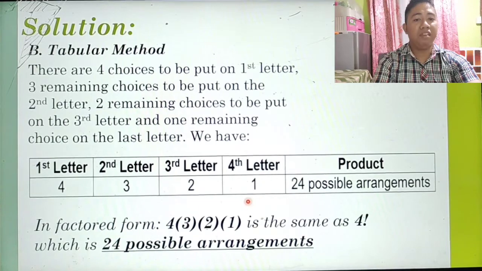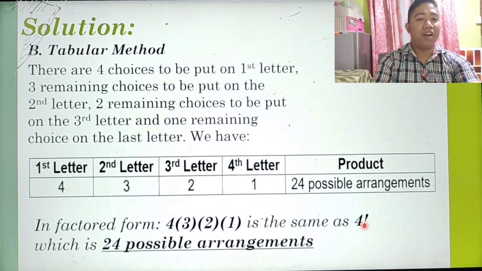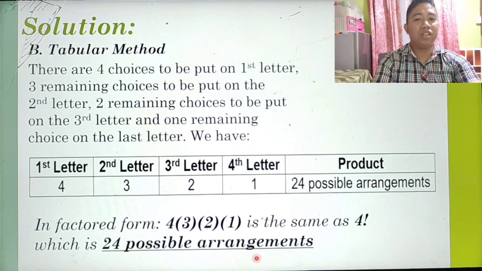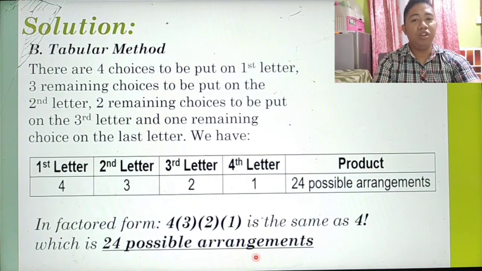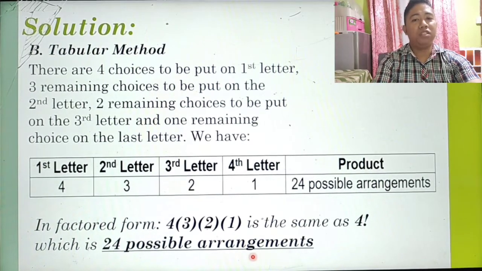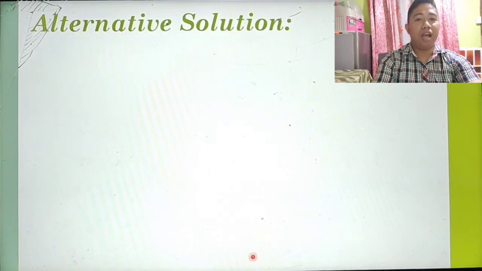So we have already the same answer as the previous method. So in factor form, 4 times 3 times 2 times 1 is the same as 4 factorial. And we have already discussed the formula using the factorial notation, which gives 24 possible arrangements. So my dear viewers, friends, and students, there is an alternative solution to solve this problem, so as to avoid consuming time and effort.